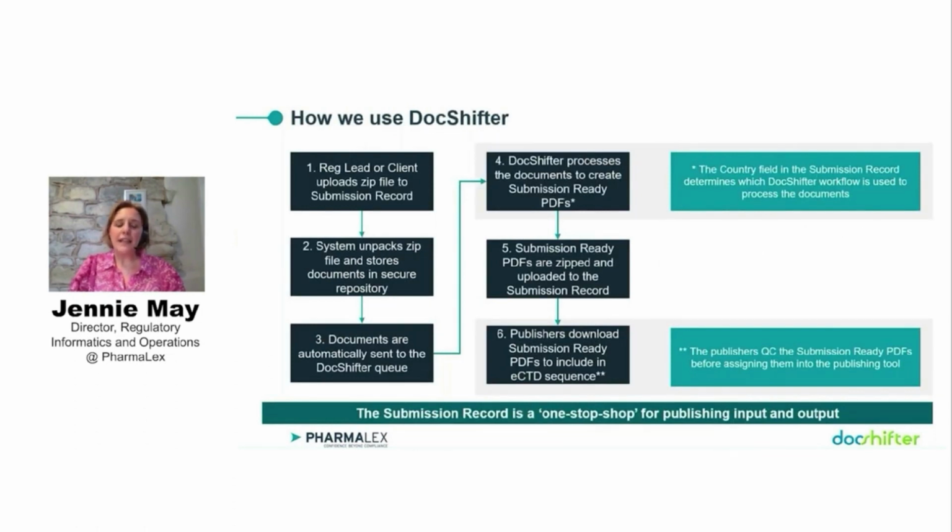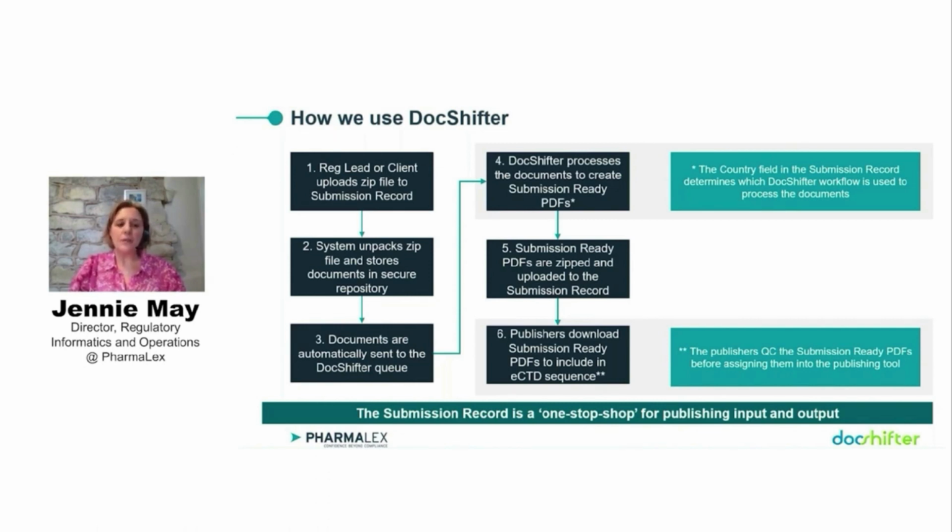So when the regulatory lead has the documents ready that need to go into that submission, need to be published to eCTD, they will zip them into a zip file and upload them to the submission record. And then automatically behind the scenes, so the regulatory lead doesn't see this happening, they sit back and the system does this. It unpacks the zip file and stores the documents in a secure repository.